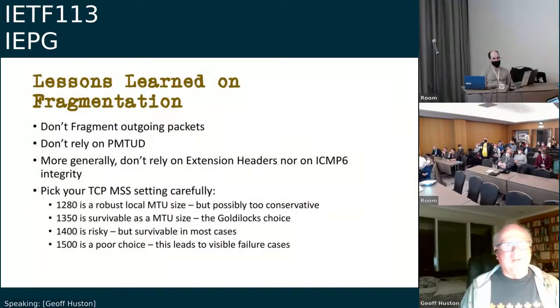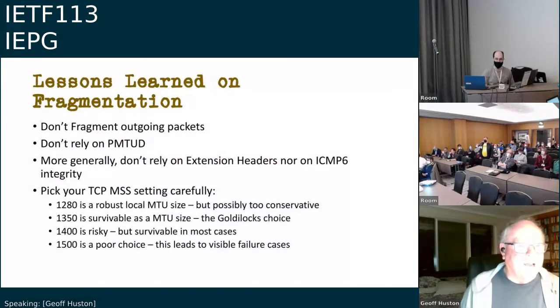So what lessons have we learned? Don't fragment. Don't rely on path MTU discovery, and don't rely on extension headers. And interestingly, if you are going to fragment, don't just give a big first packet and a trailing tiny. If you're going to fragment, be decisive. Make your first packet small or smaller. Go down to 1280 bytes or something and shove the rest in the trailing fragment. If you actually do just big packet, small trailers, you have a much higher chance of losing everything.